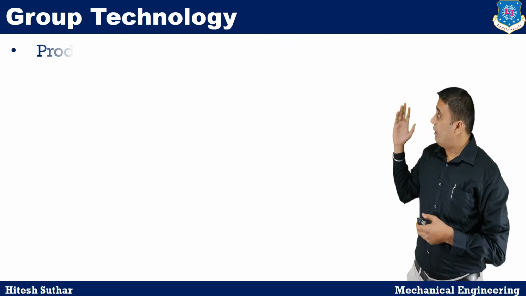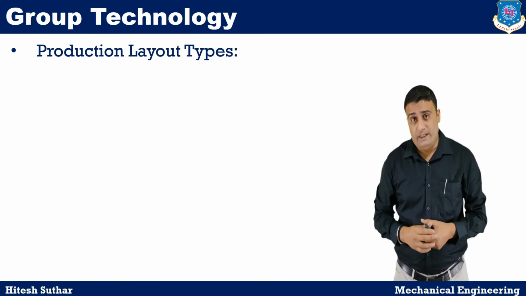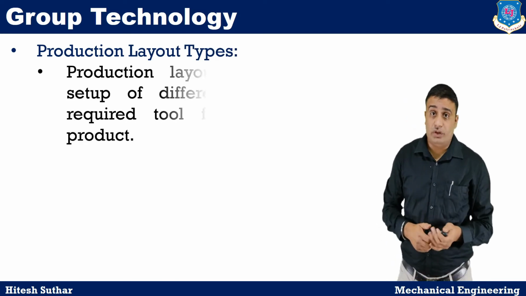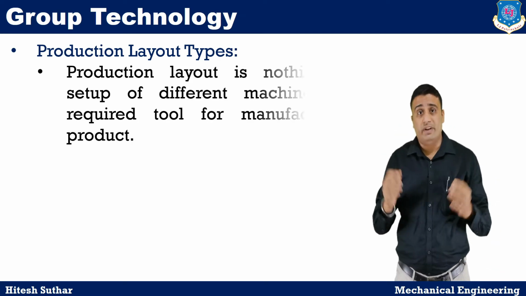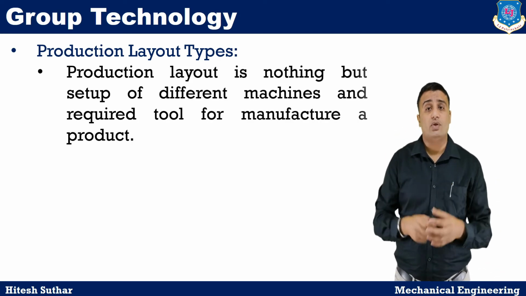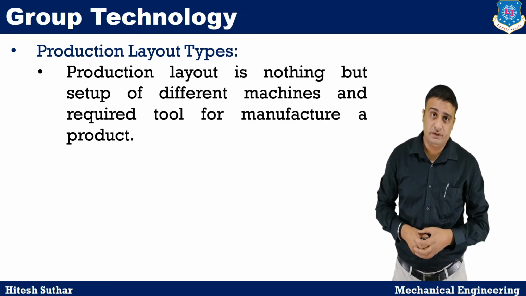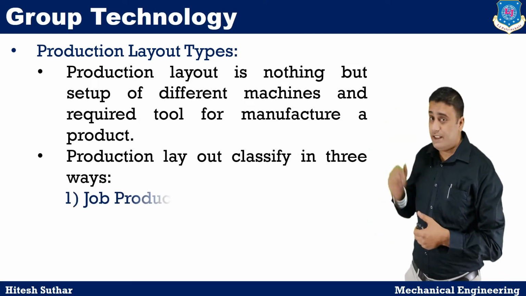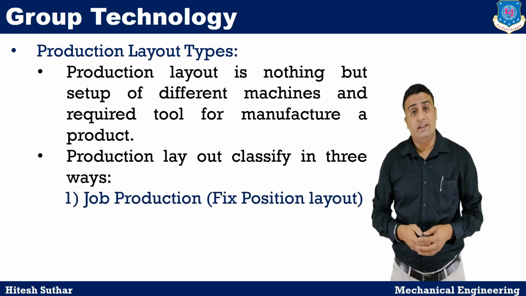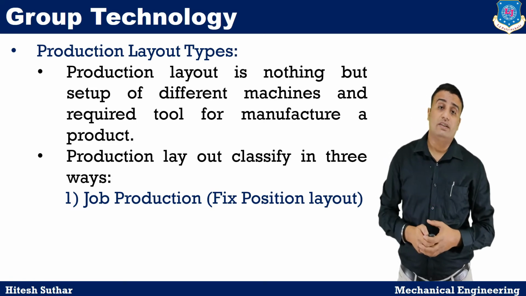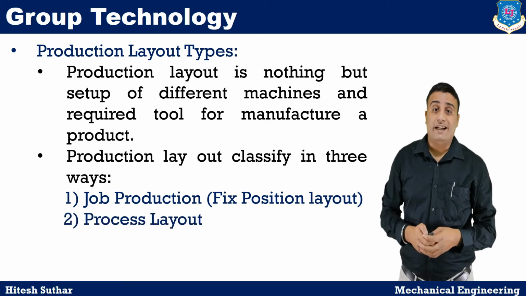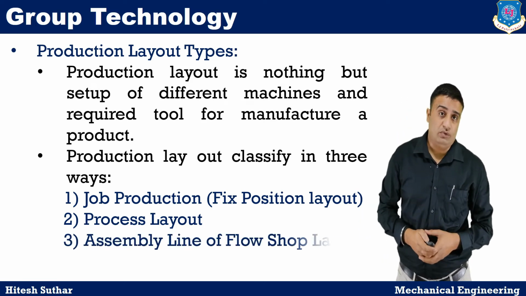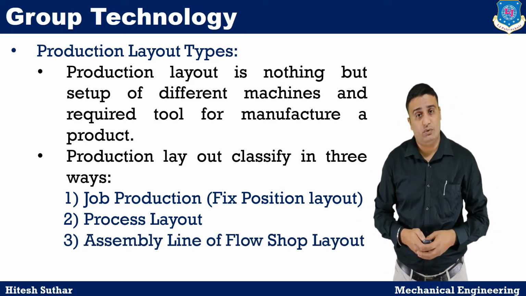Now let's discuss the production layout types. First, what is a production layout? The production layout is nothing but a setup of different machines and required tools for the manufacturing of a product. There are three types of production layout. Number one is job production, also known as fixed position layout. Second is the process layout, and third is the assembly line or flow shop layout. These are the production layout types.